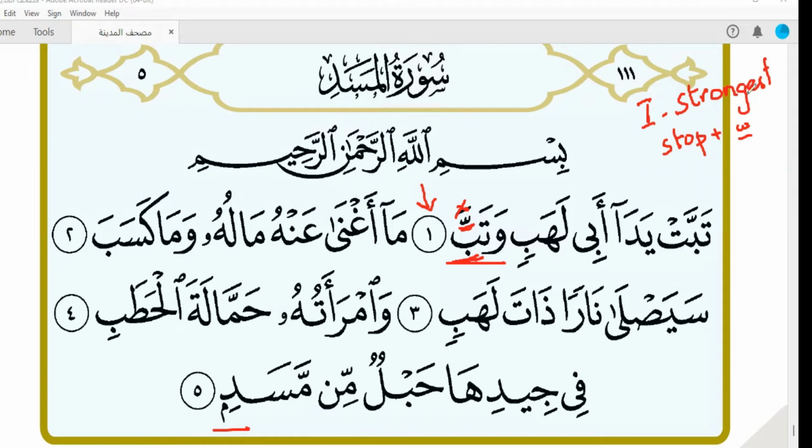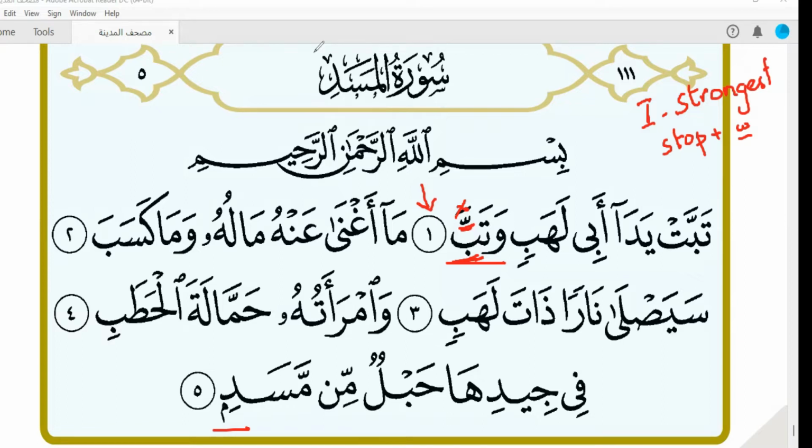So the strongest level of qalqala is when there is a shadda on the qalqala letter at the end, and if you stop there, you make the strongest qalqala. So you say watab. It would actually be watabba, but you're removing the fatha sign. So watab. You stop bouncing at the end.